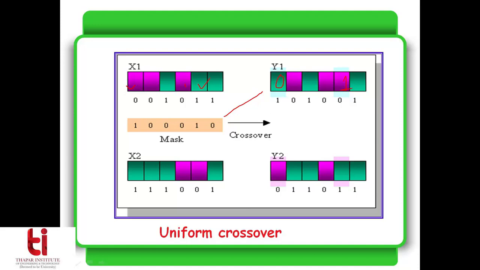For my offspring 2, the bits which I have masked will take their values from the parent x1, whereas the rest of the values, which have a mask of 0, are going to take their value from the parent x2. So I hope this is clear: how the uniform crossover is performed and what the role of the mask is.